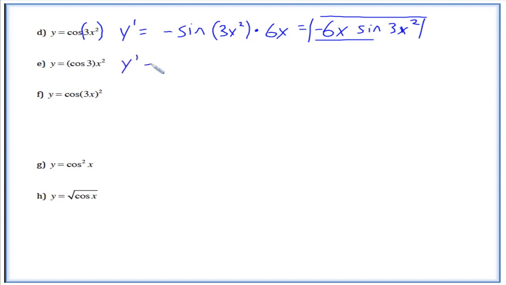So y prime in this case, remember that 2 is going to come to the front, and this is going to subtract by 1. So we get 2 cosine 3 times x to the first. And then we're going to rewrite this here as being 2x cosine of 3.